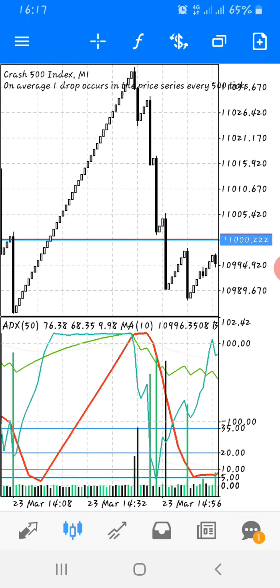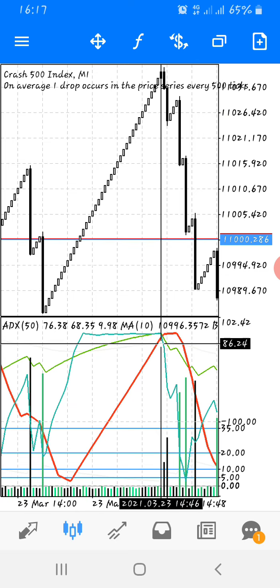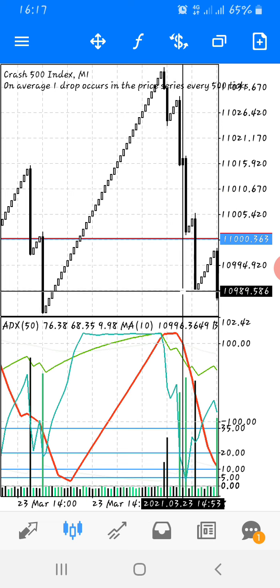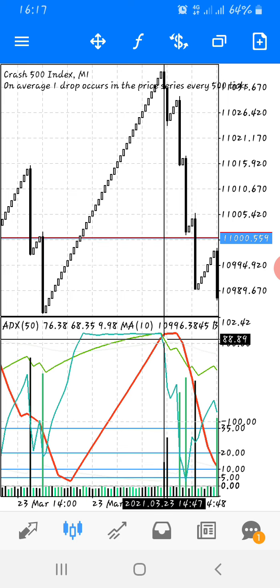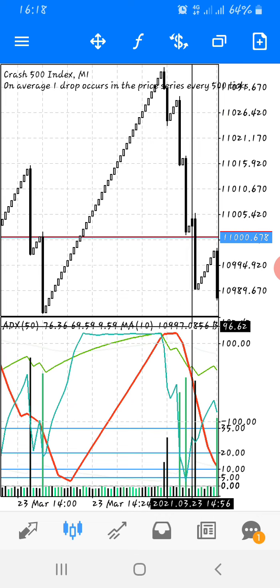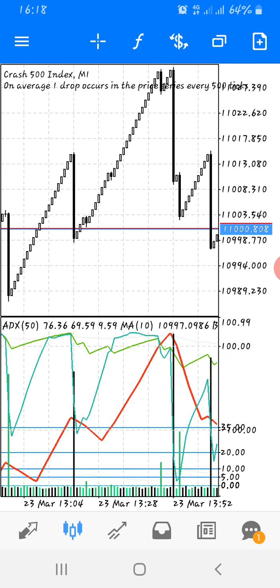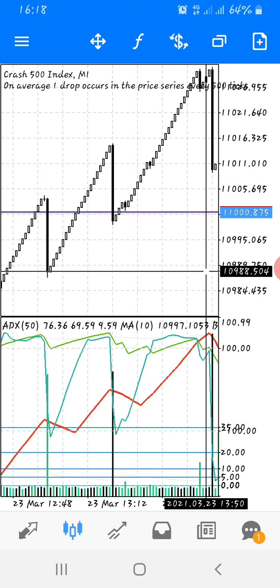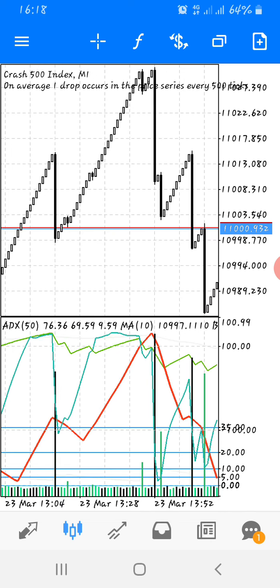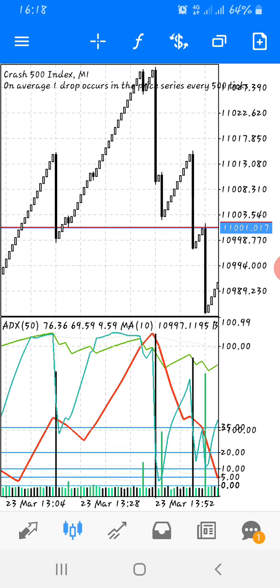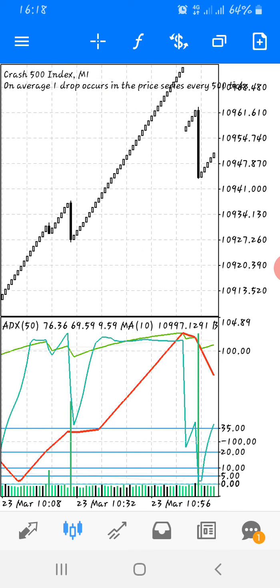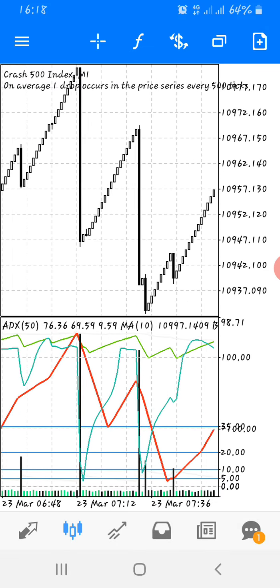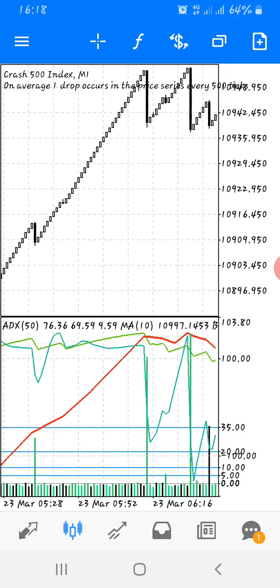For crash 500, you can see it crossed above this line and then look, a spike. And I told you, when a black candle forms, it means there is another spike. You should expect another spike. Look, a black candle, another spike, another black candle, another spike, continuously. Guys, this is how this strategy works. The moment the red moving average crosses above the green line, it gets a spike. Look, crash 500, the moment it crossed above, you see it spike.